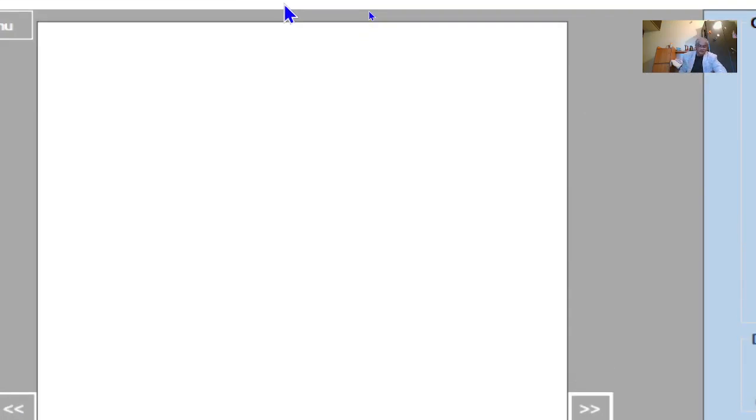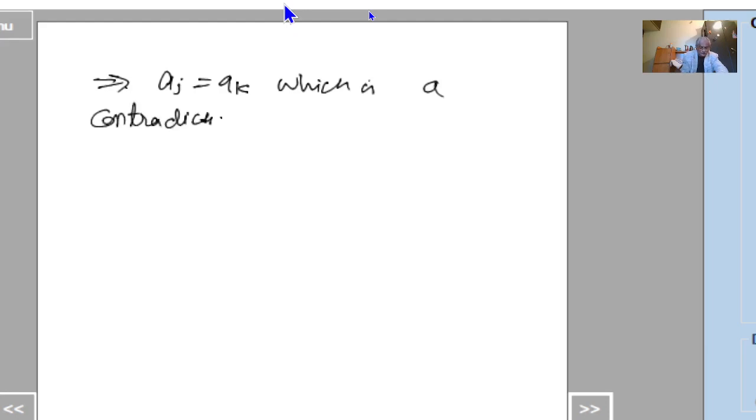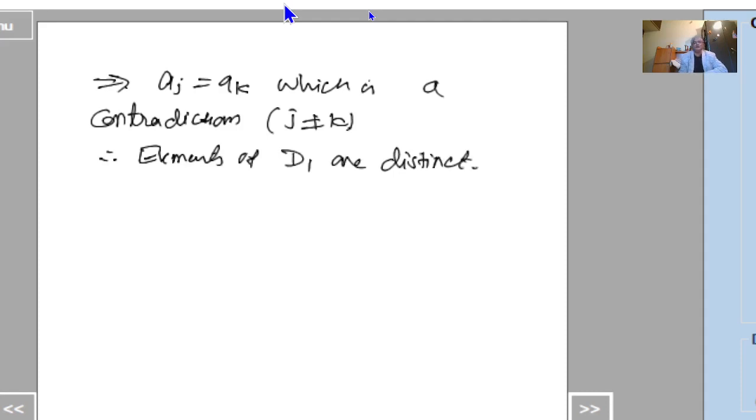Now, AJ minus AK equal to 0 implies that AJ is equal to AK, which is a contradiction, because here J is not equal to K. Therefore, AJ must not be equal to AK. What I am getting here is AJ equal to AK, which is a contradiction. Therefore, elements of D1 are distinct. So that is, no repetitions are there.